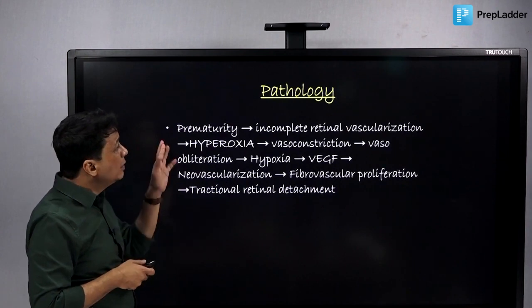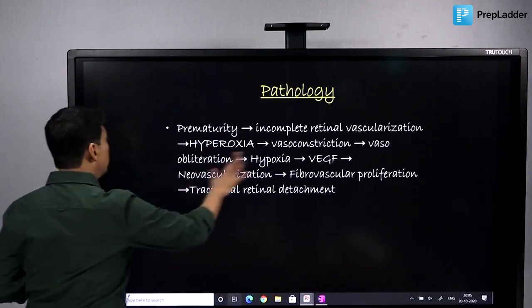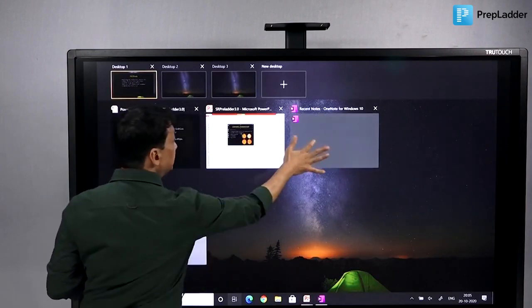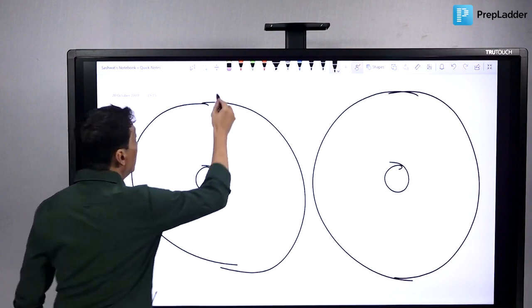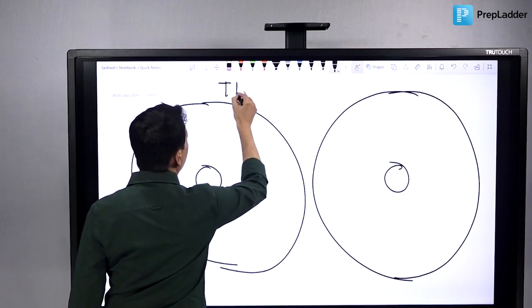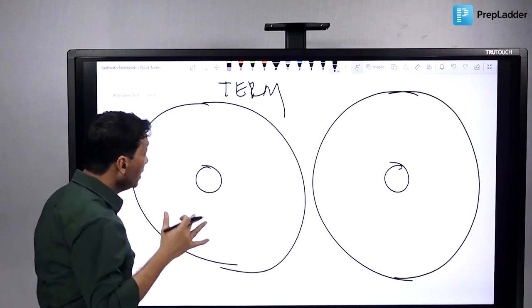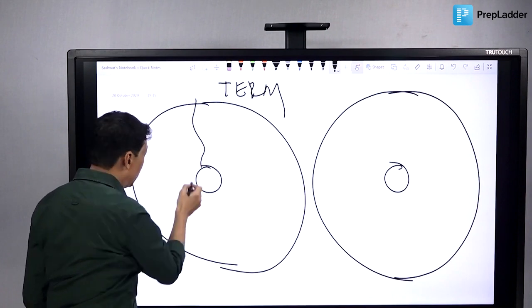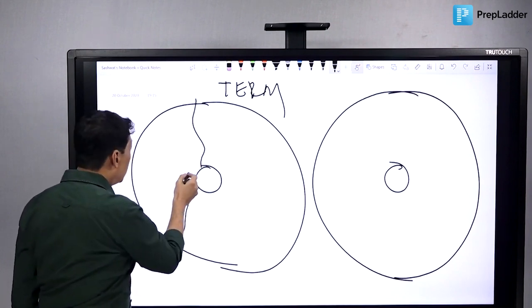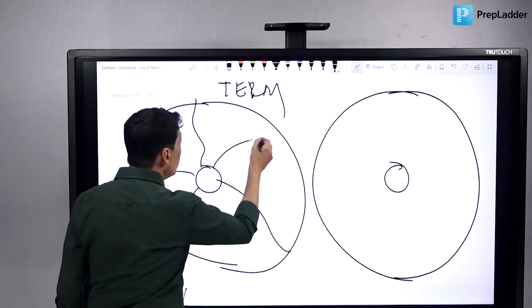Very well. So let's look at the pathology. What exactly causes ROP? And for that, we need to draw this. Let's go back to my diagrams and see. Basically, this is a term baby, let's say. So this is a full term child. And what happens is that the retina develops vascularization. It starts from the optic disc and goes towards the periphery. So this is how the retinal vessels develop.